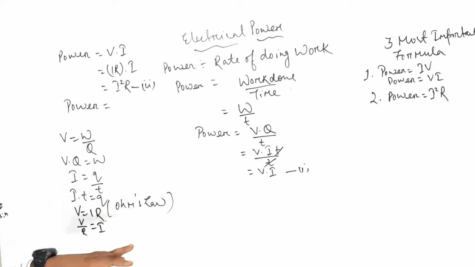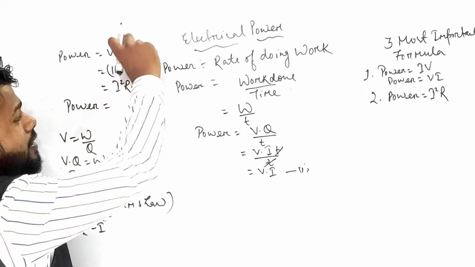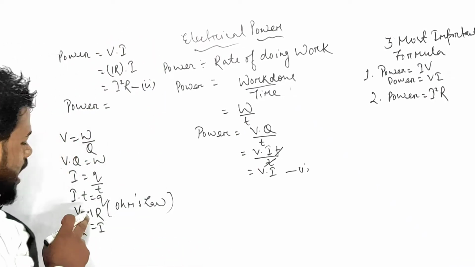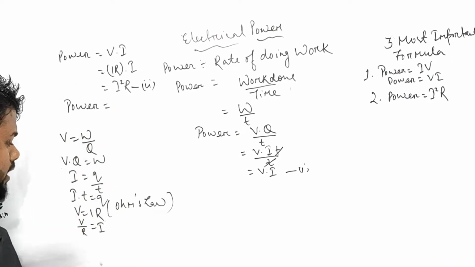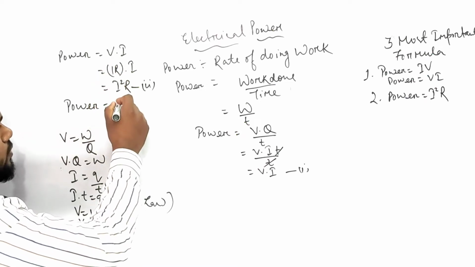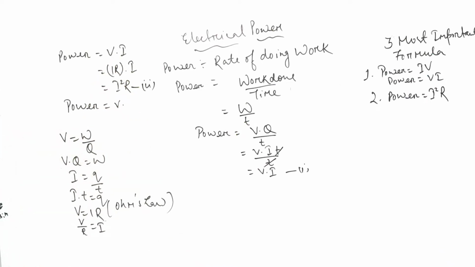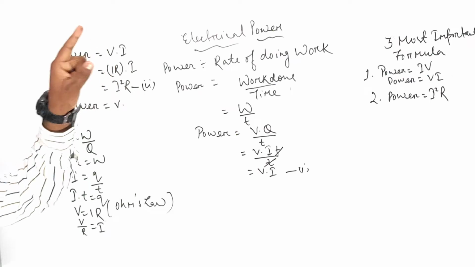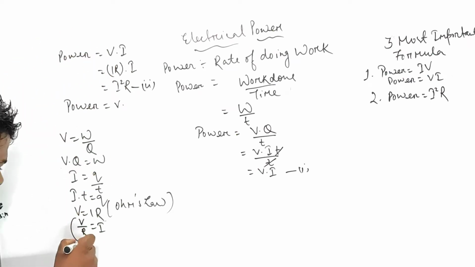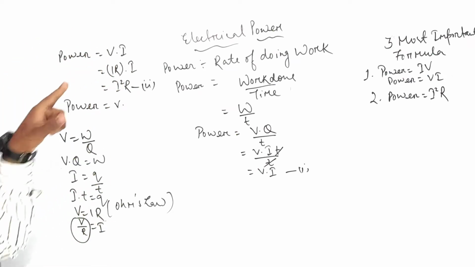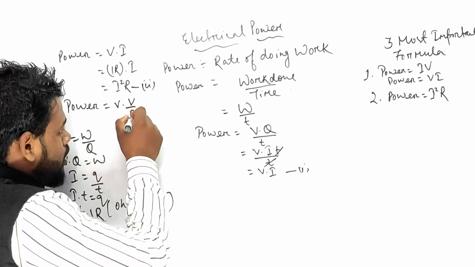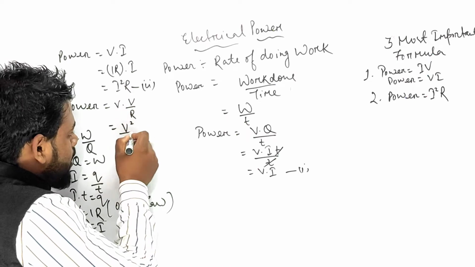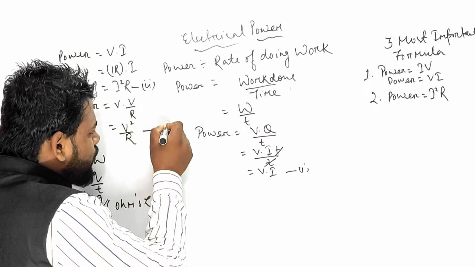So what I will be doing is taking out I. So I will be left with V upon R equals I. V is given, so I put V as it is, and in place of I, can I put this one? Yes. If I put this, what will I get? V square upon R, the formula number 3.